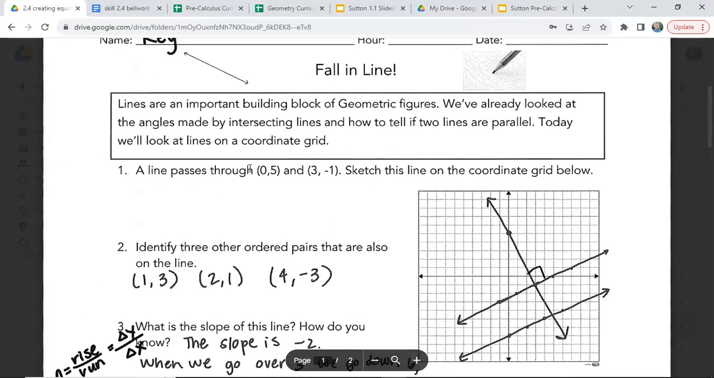A line passes through (0, 5) and (3, -1). Sketch this line on the coordinate grid below. So (0, 5) would be this point here, and then (3, -1) would be this point here. So that would be this line passing through both of those points.